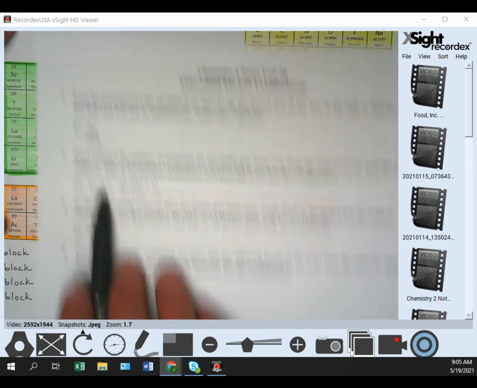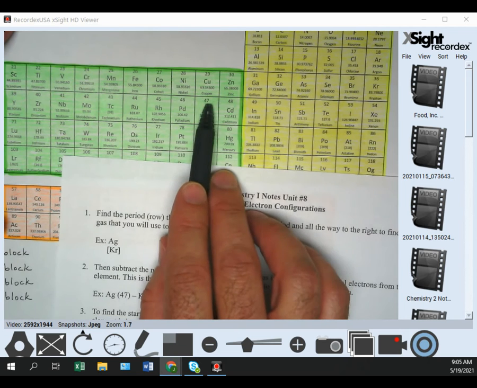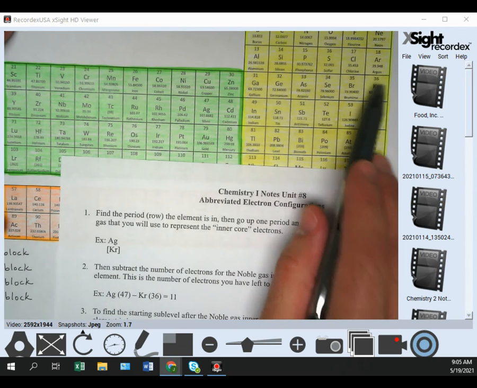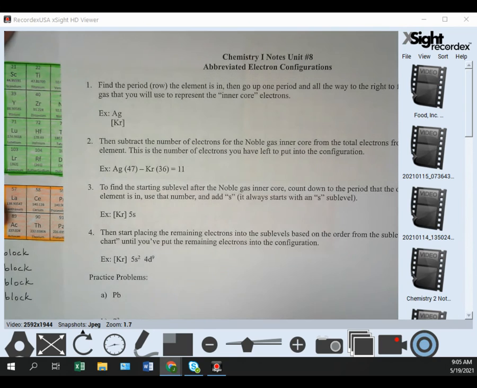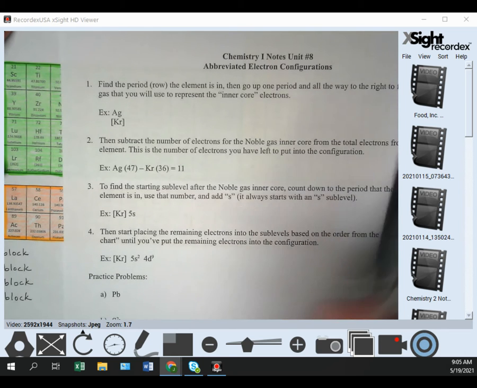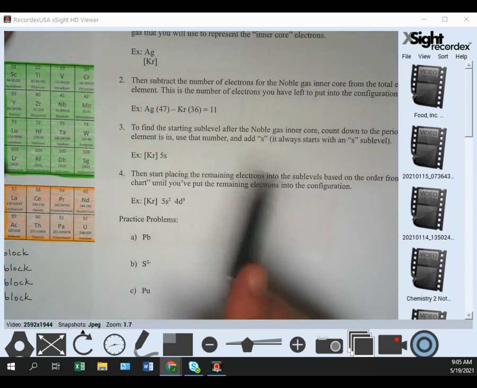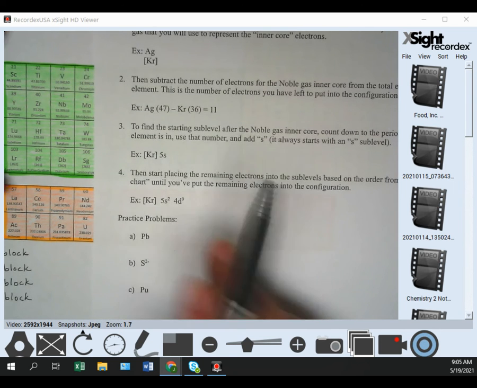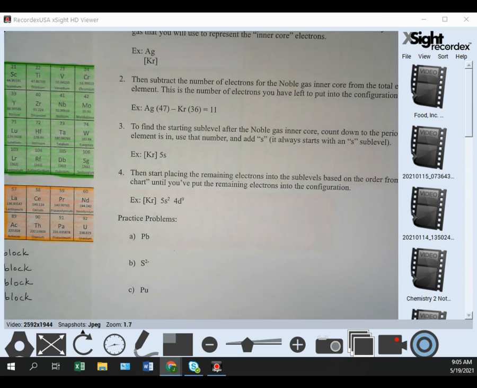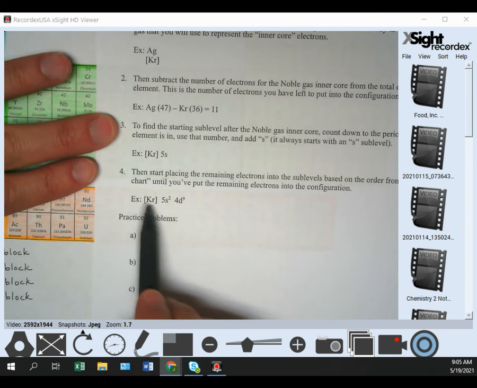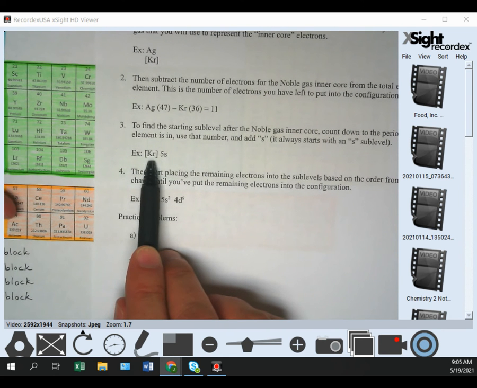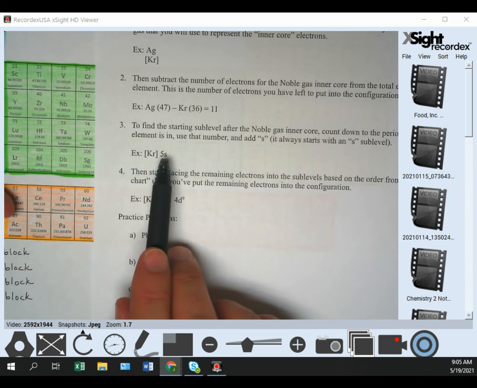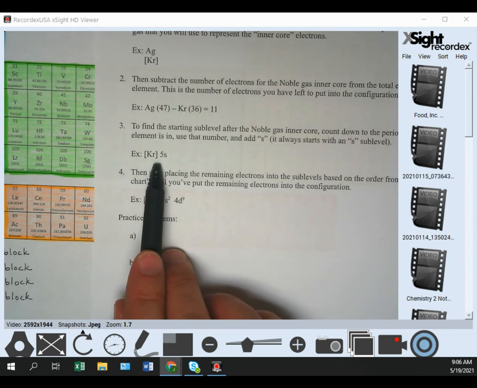So silver, Ag, is 47, krypton is 36. So you take 47 minus 36, and that means we have 11 electrons left to put in. Because the Kr, when we put it in brackets like this, is standing for krypton's number of electrons. So this is taking the place of, or substituting for, 36 electrons. So we're starting the electron configuration with the 37th electron for this one specifically.